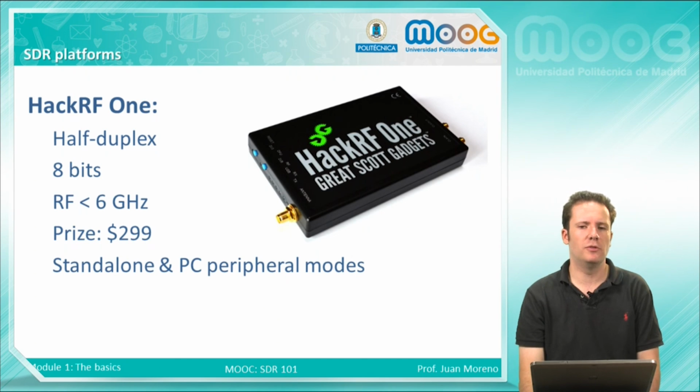Another good example, very popular in the last months, is the HackRF One. It's a low-cost device, not as low as the RTL, but it's a transceiver. It not only receives as the RTL, but also transmits. It's half duplex. That means that when you transmit, you can't receive, and vice versa. And it can work in both standalone and PC peripheral mode.